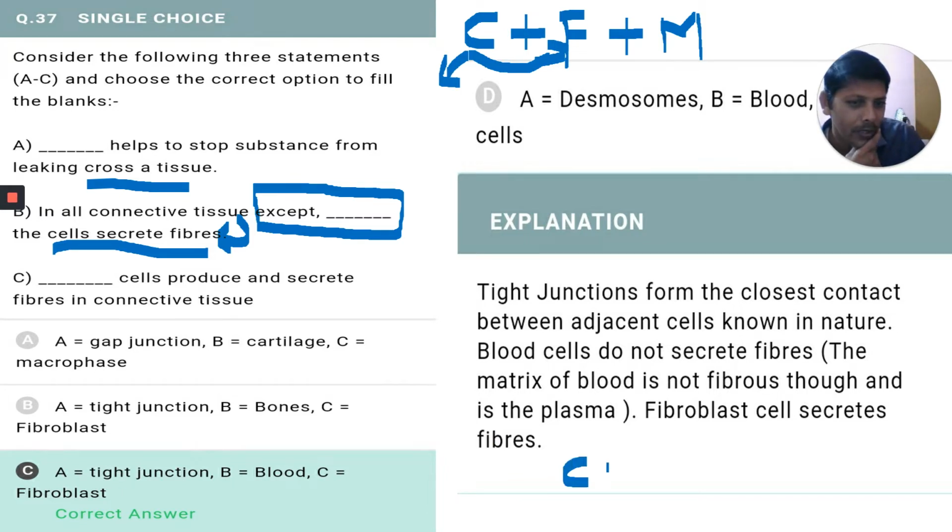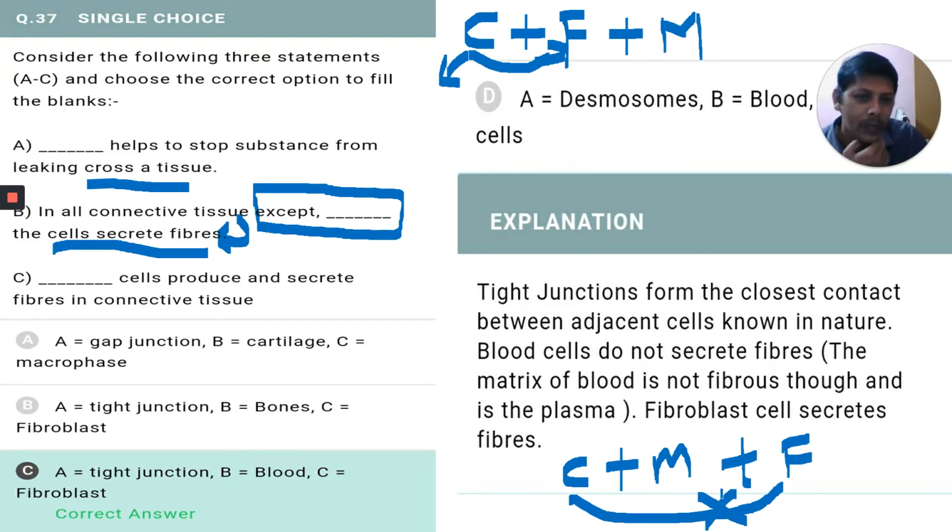But if you take blood, it has cells and a matrix, but blood does not have fibers. Blood does not form fibers. Blood has only two things: one is matrix, which means plasma, and plasma plus cells together form the blood. In all connective tissues cells secrete fibers, but blood cells do not produce fibers.